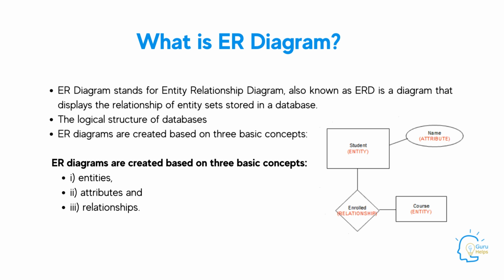As you can see here, ER diagram is based on three basic concepts: entities, attributes, and also relationships. To understand better, here is an example of a student. As given, a student is an entity, name is an attribute, and enrolled in is a relationship.